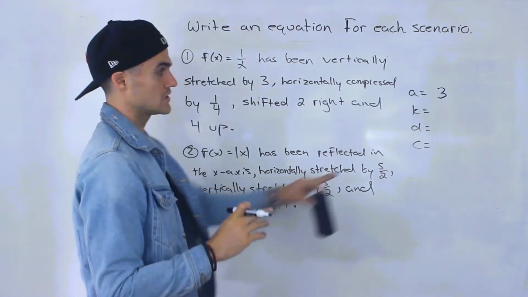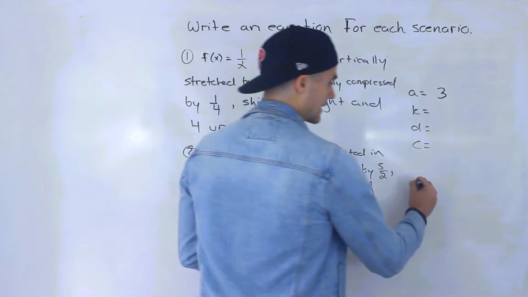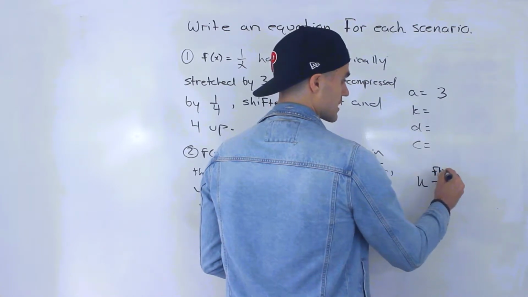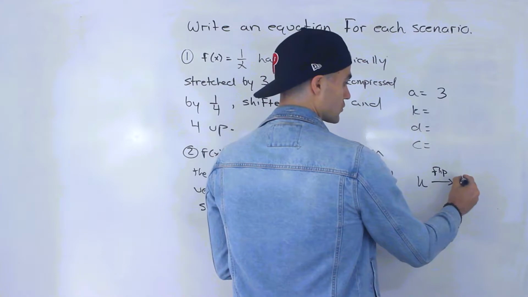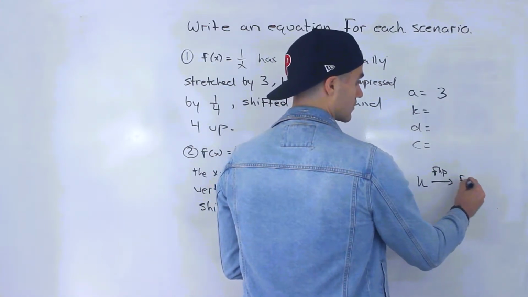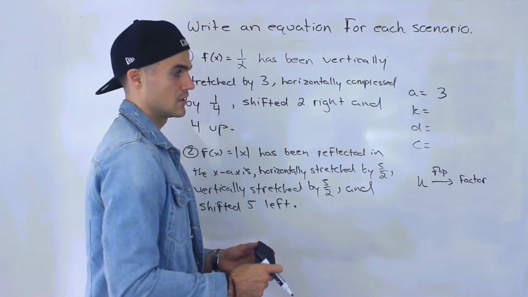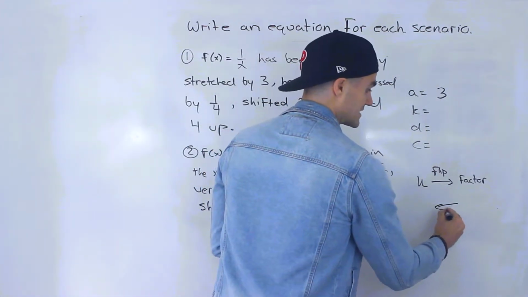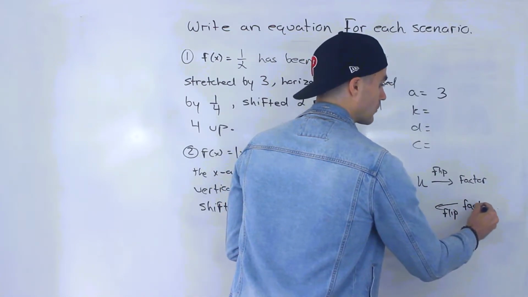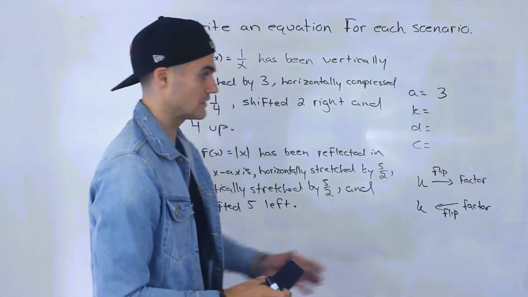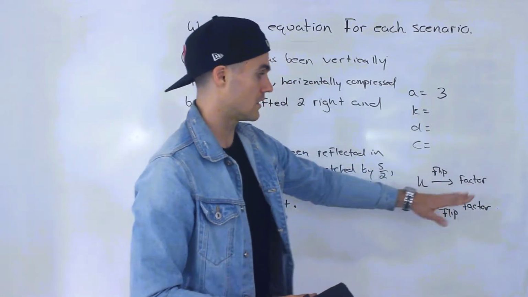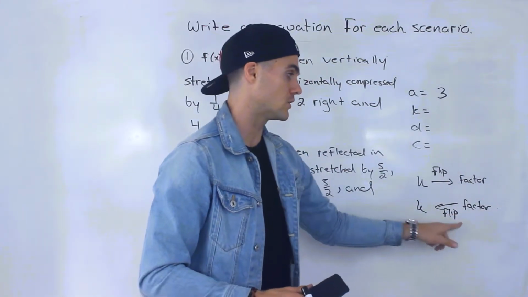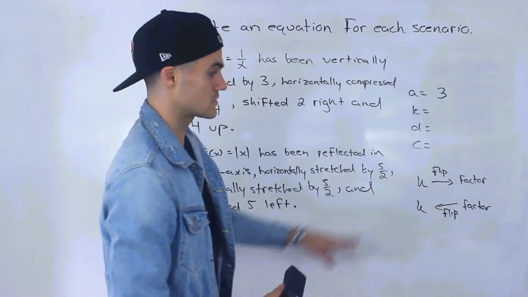Now remember, a horizontal compression deals with the k value. But remember when we had a k value, we had to take the reciprocal, or let's just say we flipped it, in order to get the factor, or the description in words. So now we're going the other way. We're given the factor, and we have to get the k value. So we need to flip it as well. If you're going from the k value to the word description, or the factor, you have to flip the k value. If you're going from the factor to the k value, you have to flip that factor to get the k value. So either way, you have to flip it.